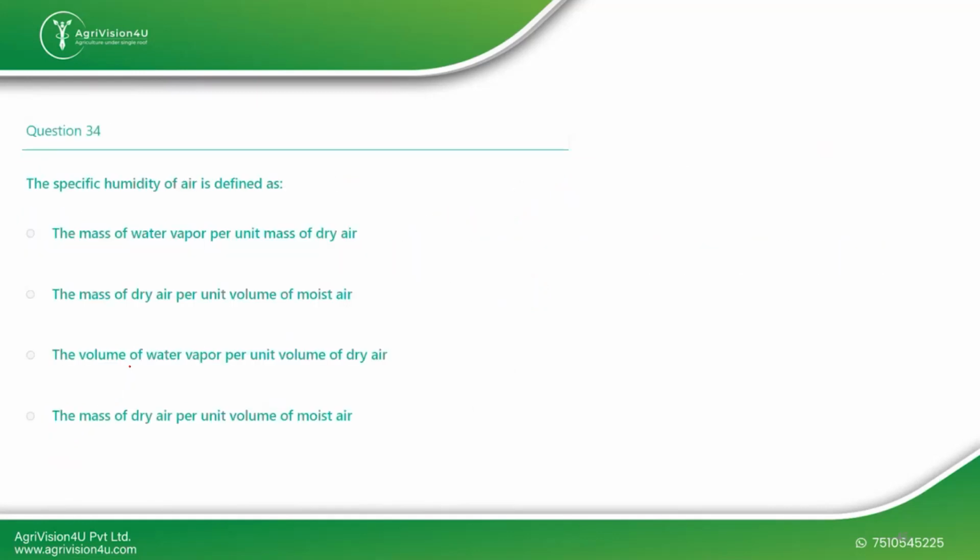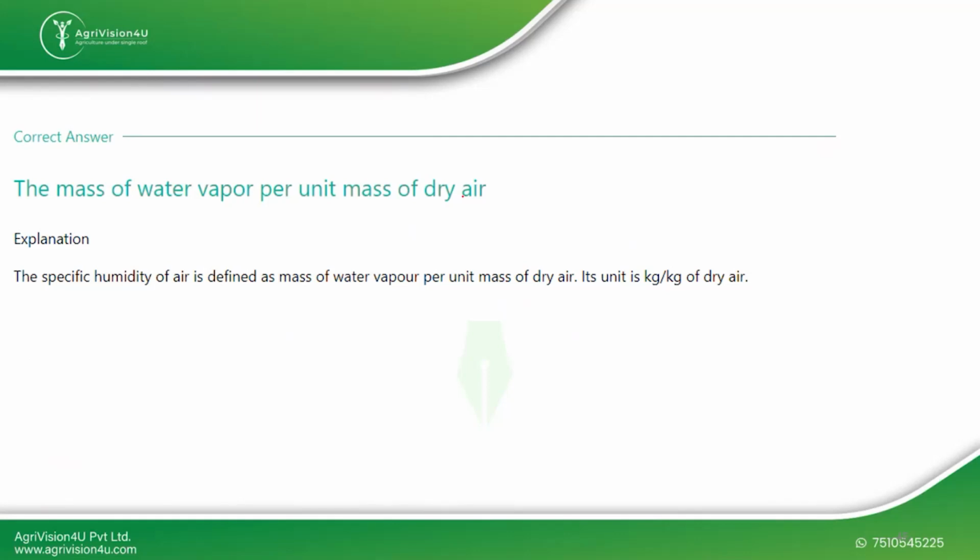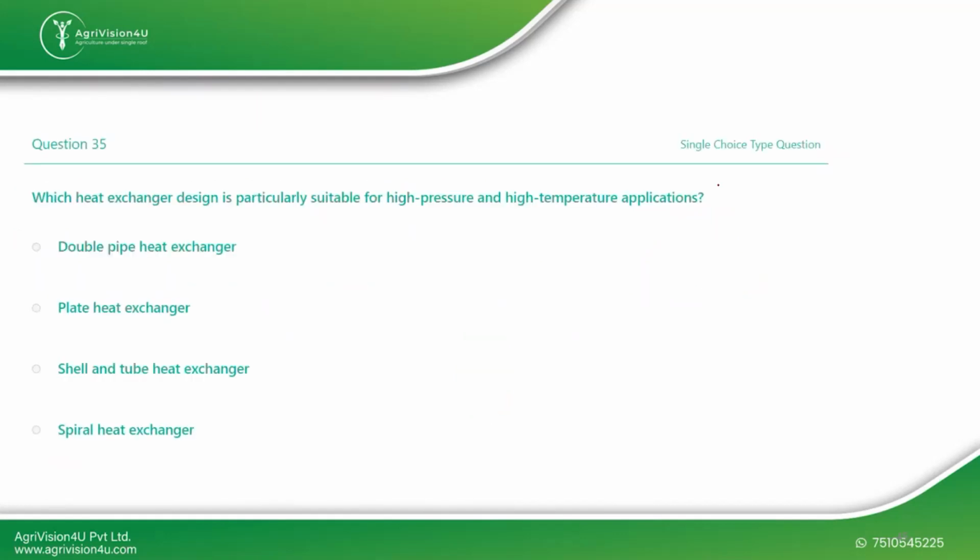Now, the specific humidity of air is defined as what? Always remember, it is kg per kg of dry air. So the correct answer for this is the mass of water vapor per unit mass of dry air, that is kg per kg of dry air. This is the unit. Even if you remember the unit, you will easily remember what specific humidity is. So it is the mass of water vapor per unit mass of dry air.